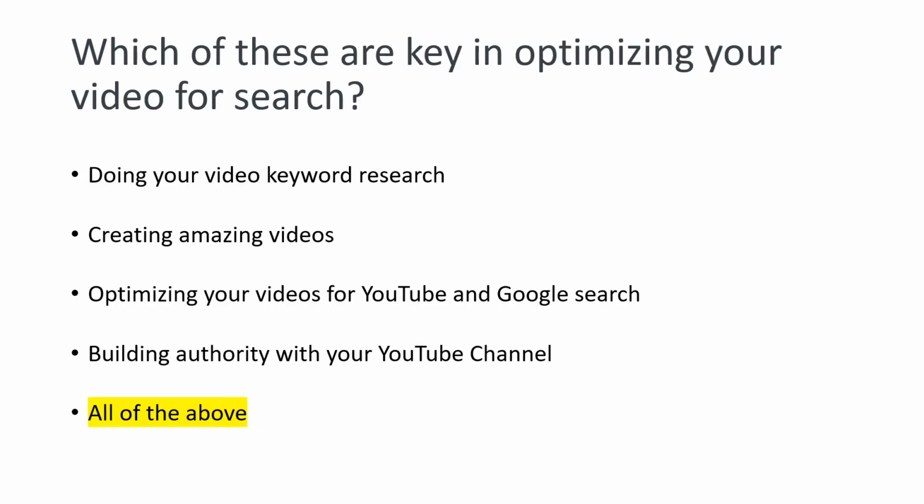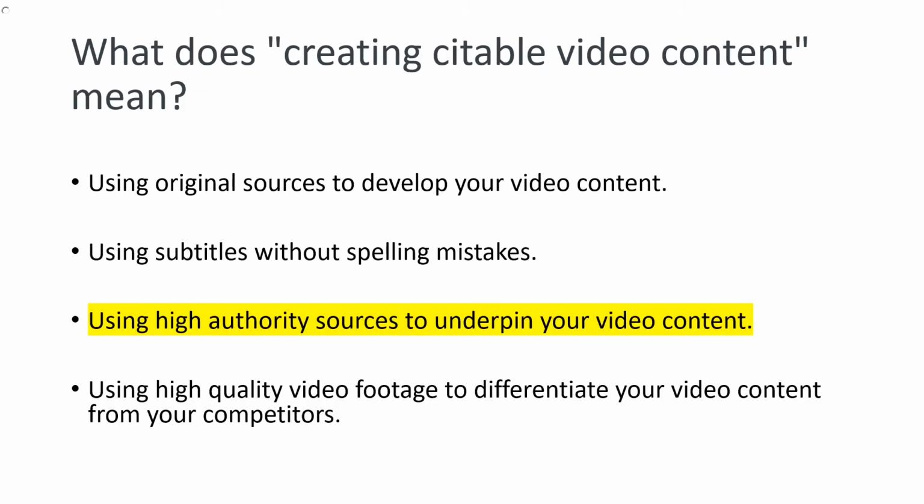72. Which of these are key in optimizing your video for search? Doing your video keyword research, creating amazing videos, optimizing your videos for YouTube and Google search, building authority with your YouTube channel. 73. What does creating citable video content mean? Using high authority sources to underpin your video content.